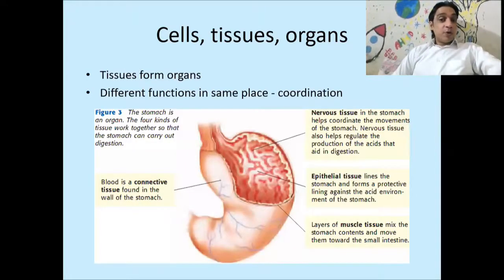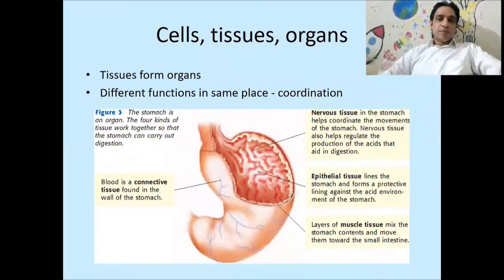So this is a wonderful example of how different cells and tissues work together to make an organ. For example, do you know what that thing is? Yes, sir. A stomach. It looks like a stomach. Digestive system. Does somebody want to disagree?